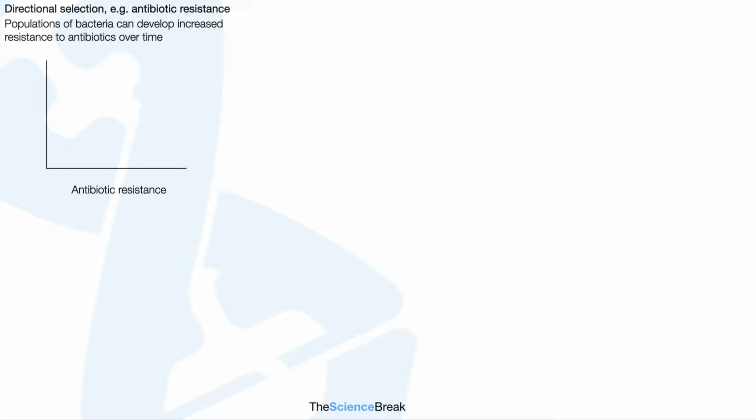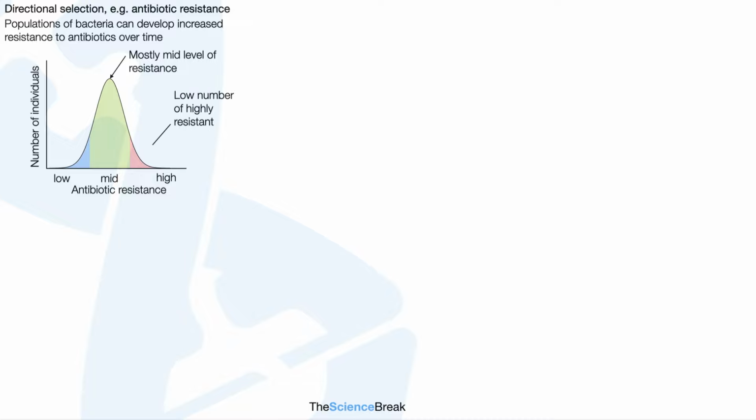So in a population of bacteria, we have antibiotic resistance that might vary from low to mid to high. And we have a number of individuals which have either low or mid or high resistance. The graph for a population of bacteria would look something like this. The bacteria mostly have a mid-level of resistance and a low number of highly resistant individuals.